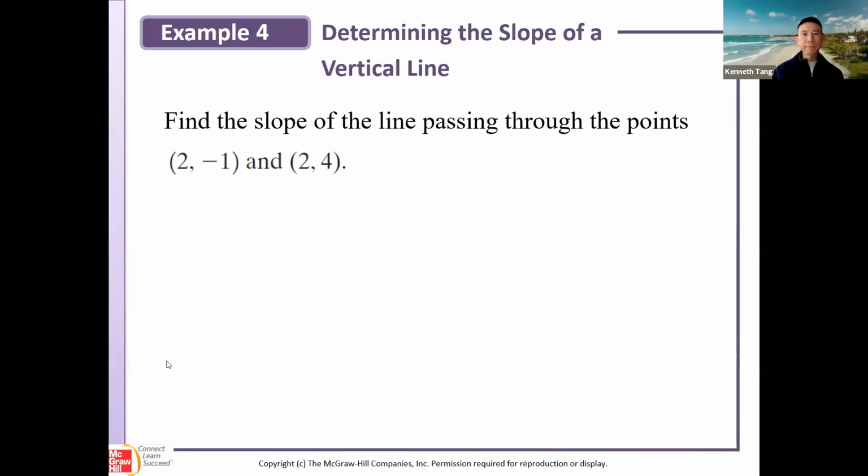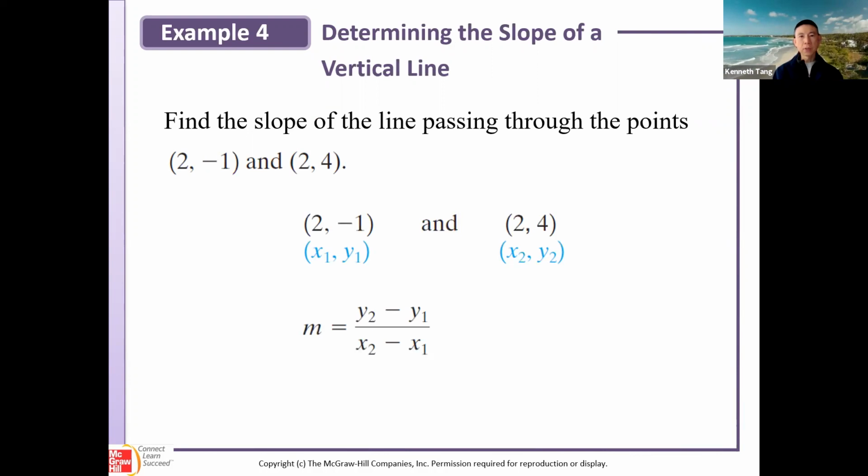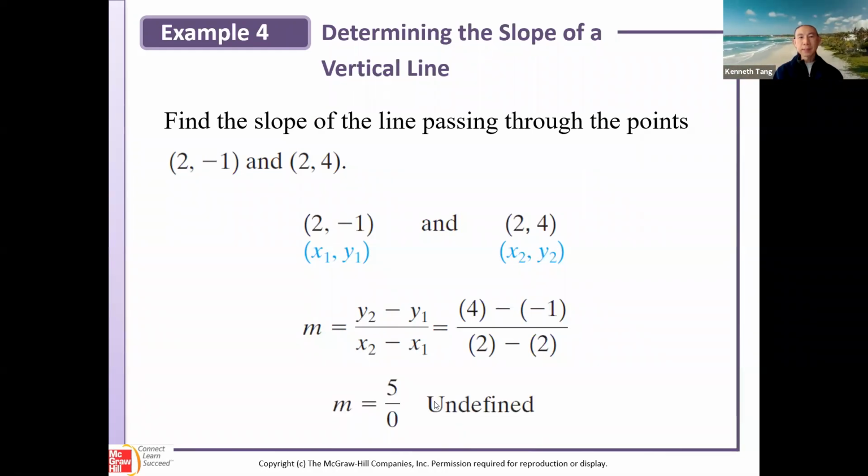Now find the slope of the line passing through the point 2, -1. Then you have another point 2, 4. It's exactly the same principle, same idea: use the slope equal to change in y over change in x, and you plug in your y2 point, which is 4. 4 minus -1 is equal to +5, and then 2 minus 2 is equal to 0. So in this case, it's undefined.